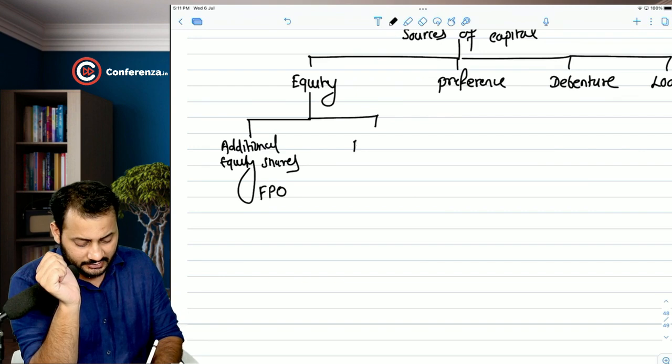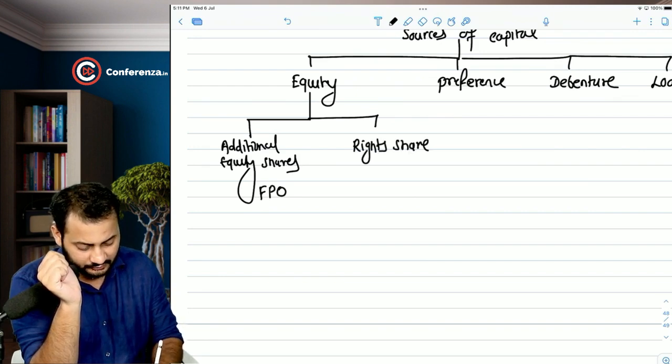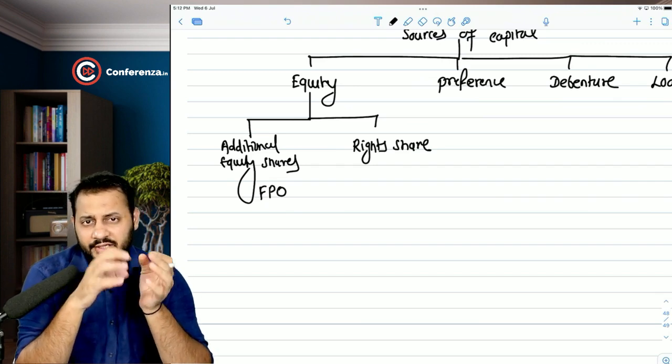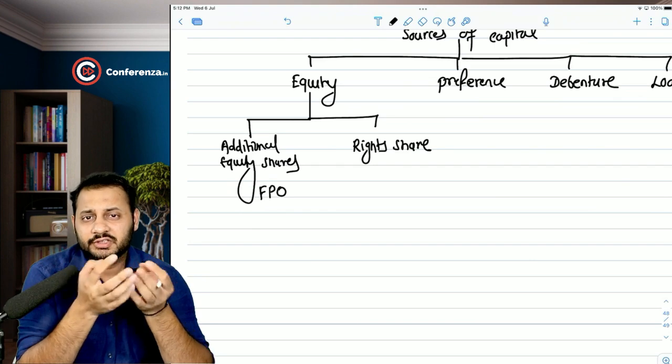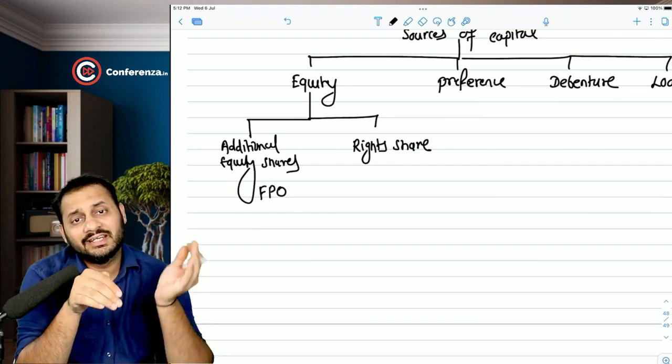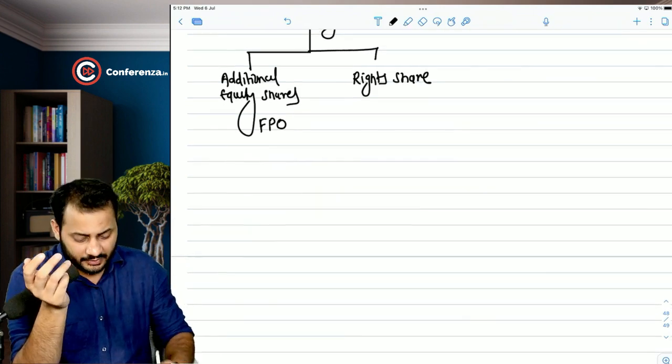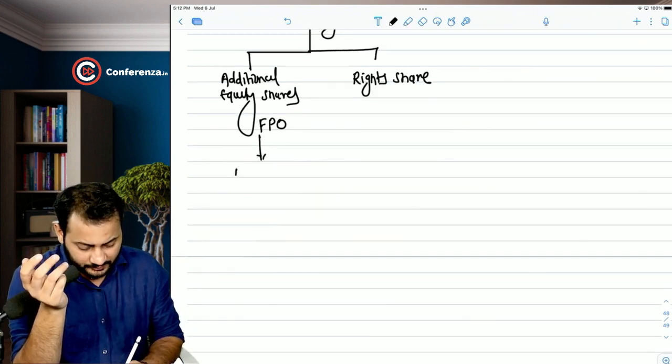Other than this, there is one more thing which is called rights share. Now what do you mean by rights shares? In rights shares, additional equity shares will be issued to the existing equity shareholders. This FPO can be subscribed or can be purchased by anyone. This is for the public in general.